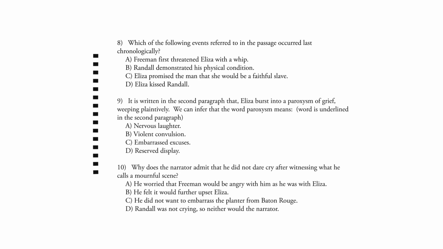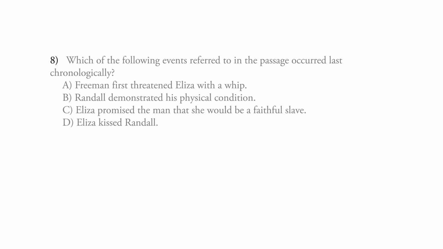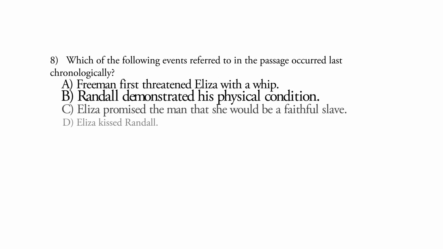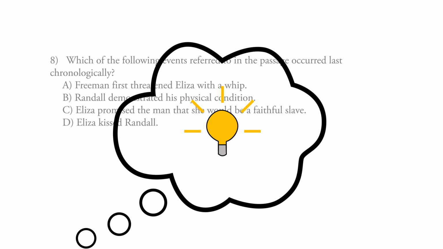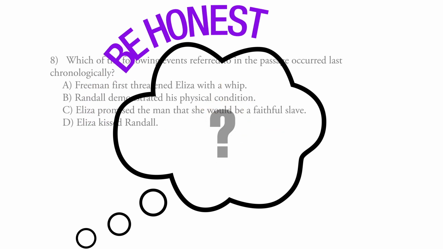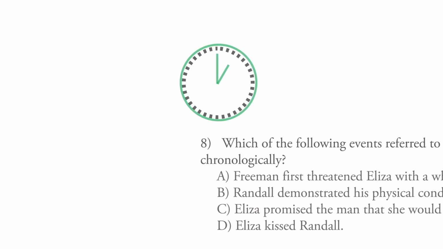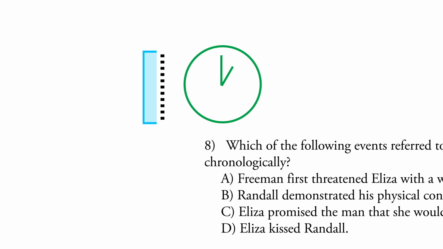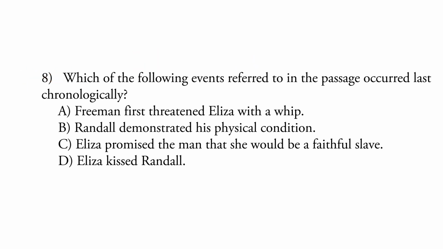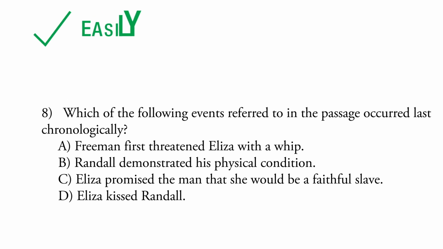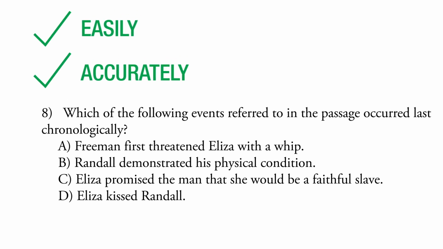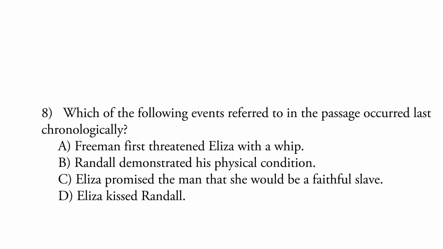Which brings us to the next question, number 8. Which of the following events referred to in the passage occurred last chronologically? Okay, so you review the answer choices and either you remember or you don't. You need to be honest with yourself. Even though I keep harping about saving time by not returning to the passage, you do not want to miss a question that you could have easily and accurately answered by looking back at the passage.